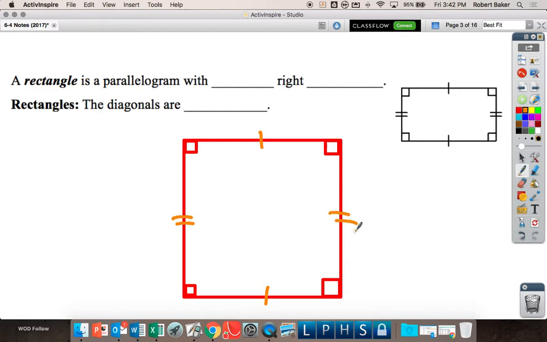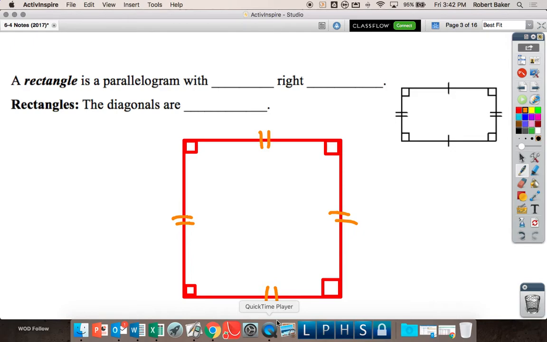Now what shape is it? Square. No, it's still a rectangle. It hasn't changed, guys. Still a rectangle. And now it's a square. Now it's a square because it has 4 right angles and 4 congruent sides.